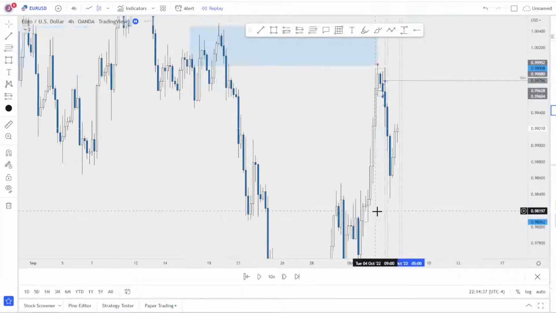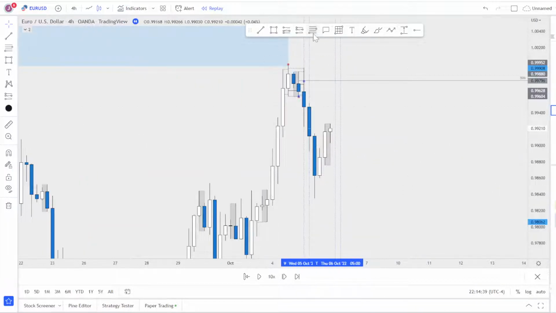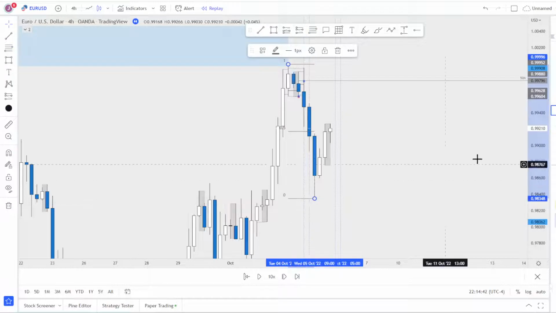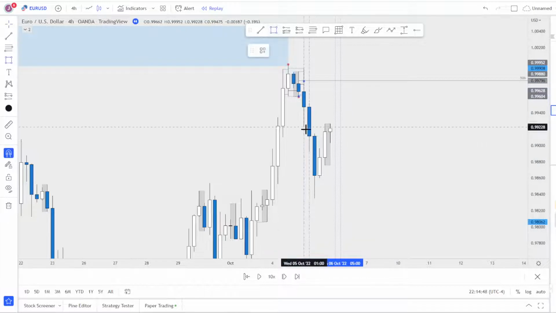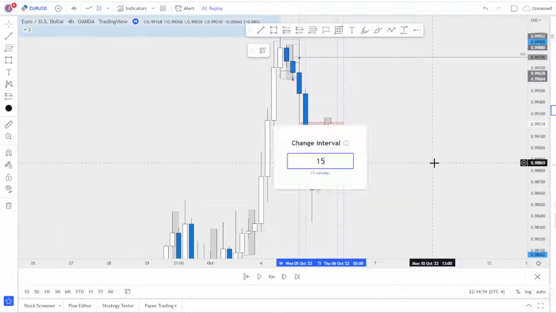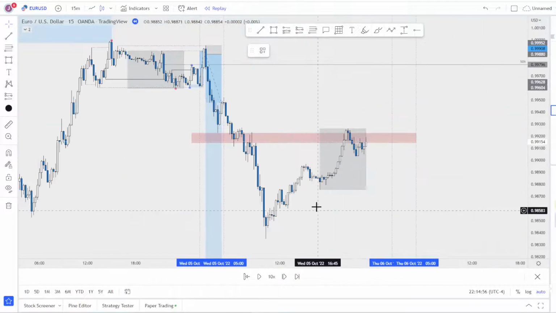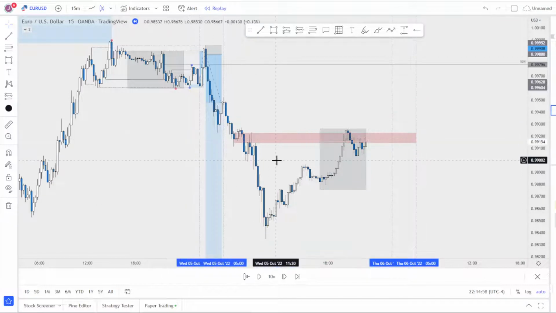And again, we'll do top-down analysis. So I'll look at this high to this low, 50%. So I can see in the 50% area, we have a fair value gap here. So now price is tapping into that and reacting off it. So now next thing I want to see is a 15-minute break in structure.